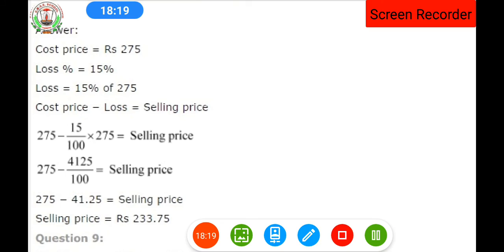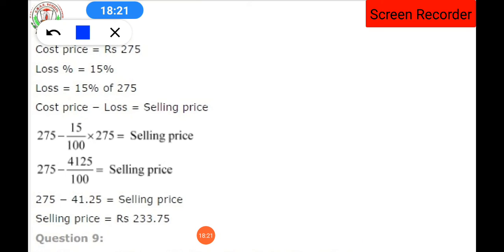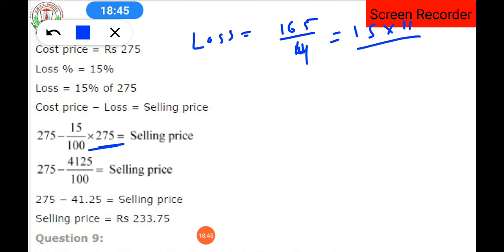So let's see once again. Here what we are finding, loss is equal to 165 divided by 11. Clear? Not 11, we are going to divide it by 4. Why? Because while cancelling this number we are getting 4 in the denominator, na? That is 15 into 11 upon 4. So 15 into 11 is 165, divide 165 by 4.